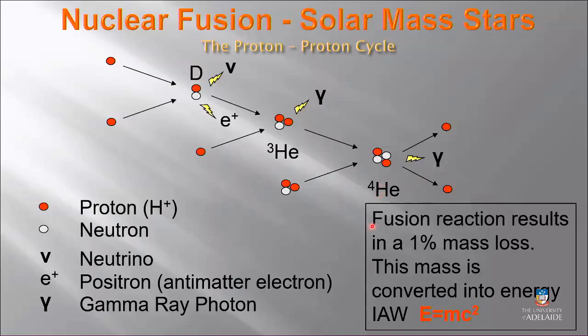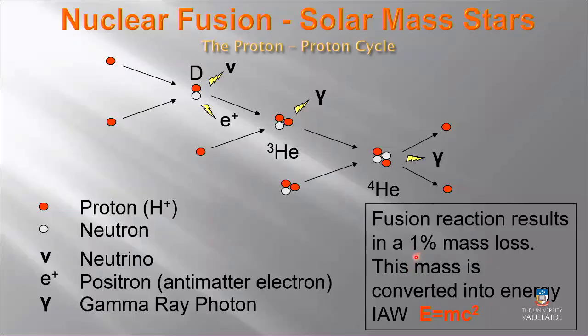So in this process, there's a 1% mass loss, and this mass is converted into pure energy through Einstein's equation E equals mc squared. The mass that was converted is that 1%. If you multiply that by the speed of light squared, you end up with an enormous amount of energy. So this is why nuclear fusion creates so much energy, because it actually converts matter into energy.